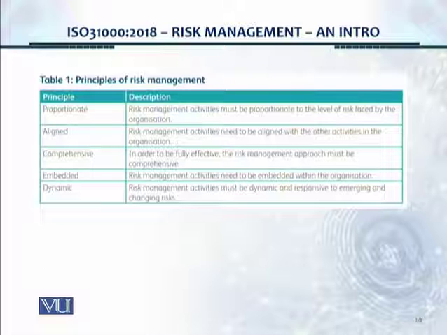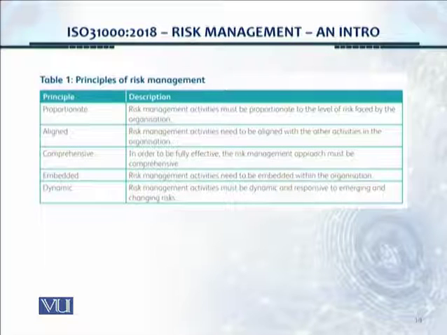Risk management activities must be proportionate to the level of risk faced by the organization. They must be aligned. Risk management activities need to be aligned with other activities in the organization. They need to be comprehensive. In order to be fully effective, the risk management approach must be comprehensive, it must be embedded, and it must be dynamic. Risk management activities need to be embedded within the organization and must be dynamic and responsive to emerging and changing risks.